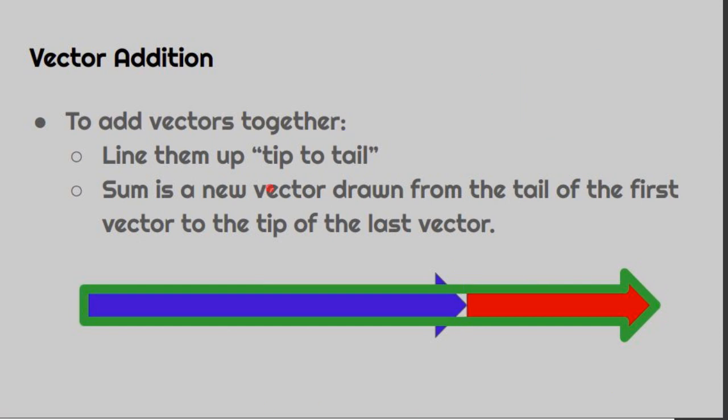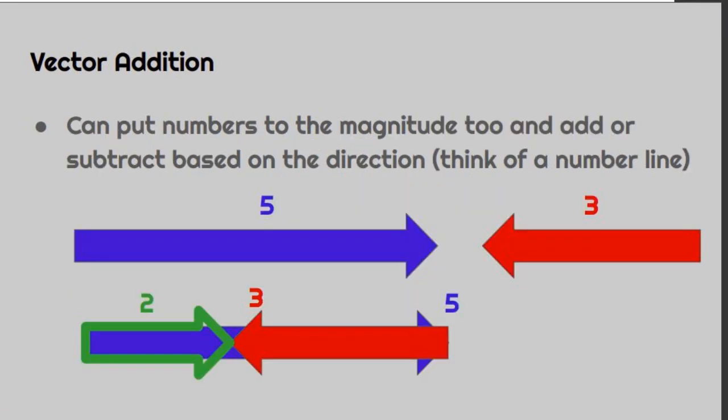So adding, they line up tip to tail. The sum of the vectors is drawn from the tail to the first. In vector addition, some can be put numbers of magnitude 2. We can make this a 5 and this a 3, and add or subtract based on the direction. So here we have a 5 and a 3, and this one's going left and this one's going right.